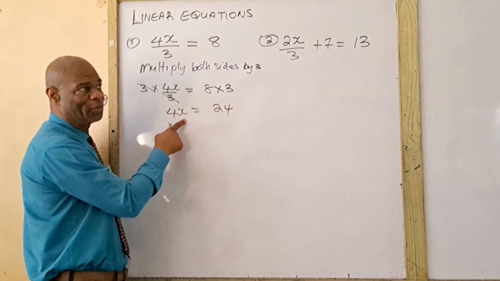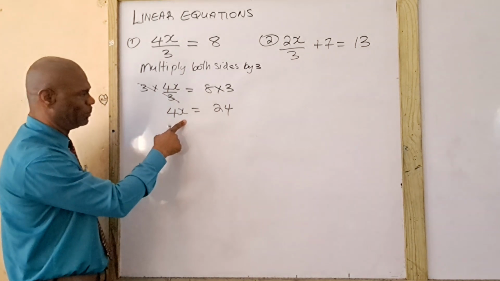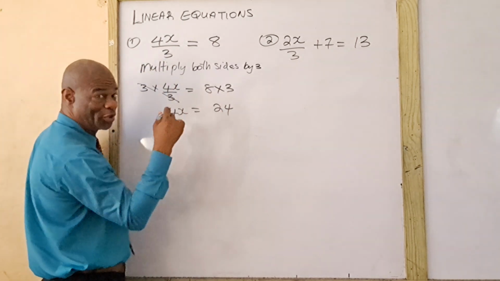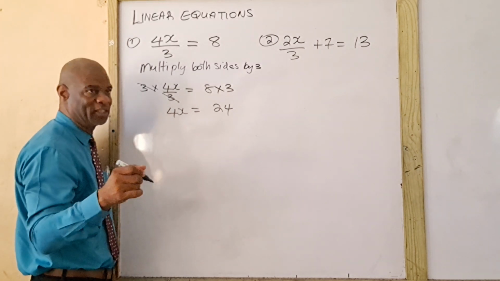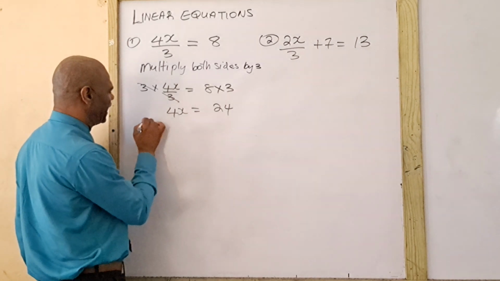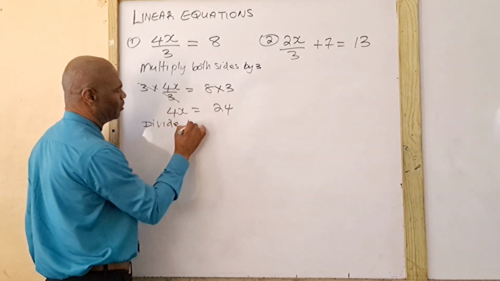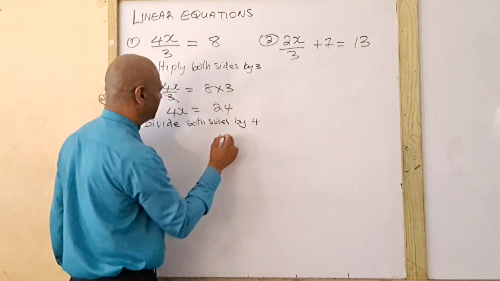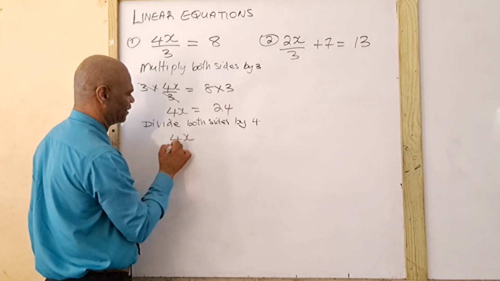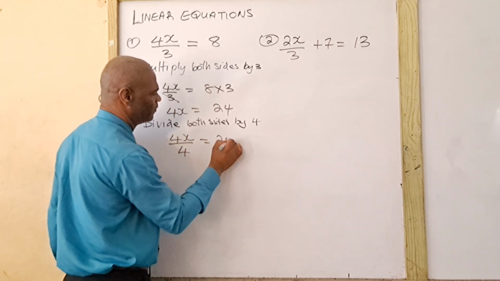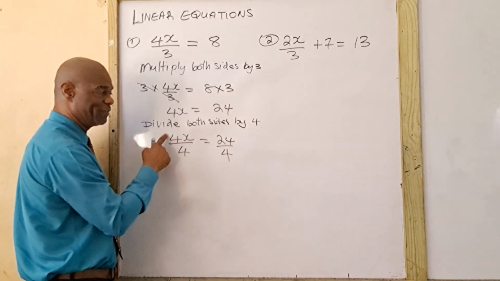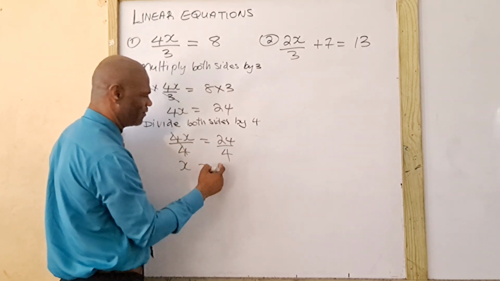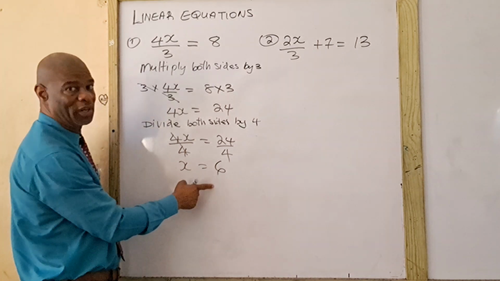So 4 times the number, we're going to perform the opposite operation of multiplication, which is division. And so we're going to divide. So let me write that here. You don't have to write that. Right? I'm just writing it so you can know what to do. So we divide both sides by 4. Right? So that will give us 4x divided by 4 equals 24 divided by 4. 4 divided by 4 is 1. Right? So we are left with x equals 24 divided by 4, which is 6. So x is equal to 6.